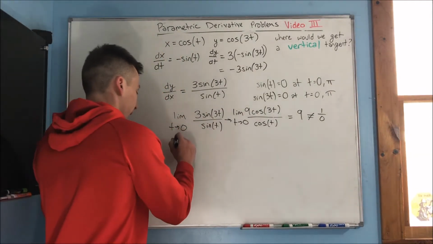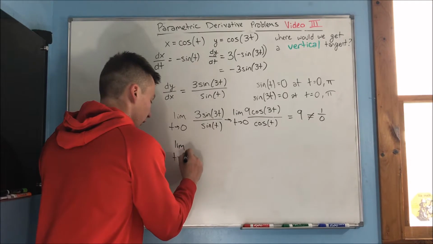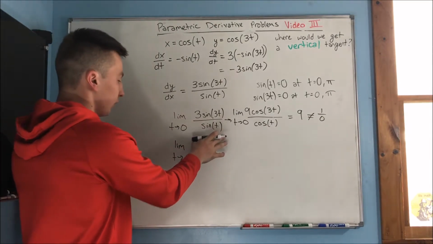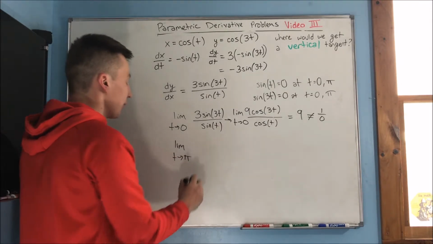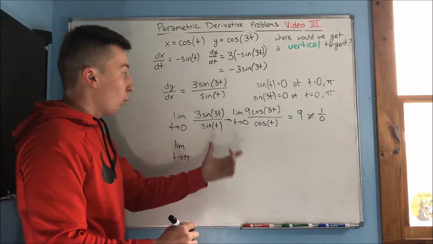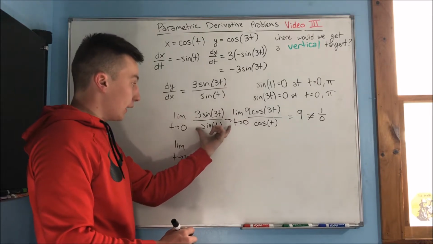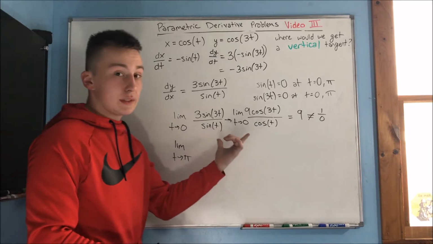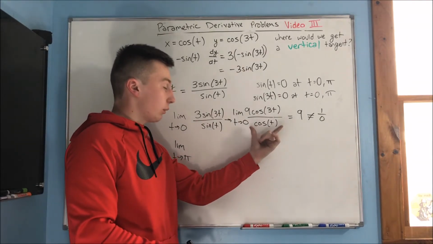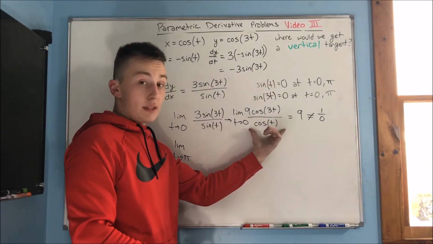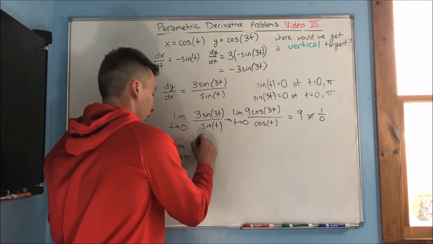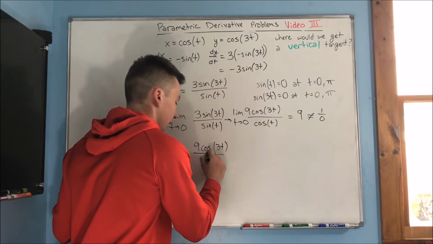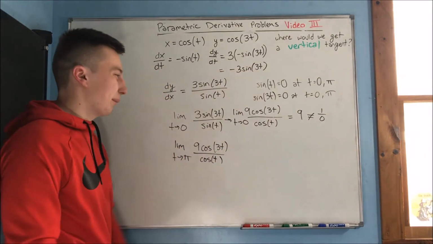Now what about the limit as t approaches pi? We already know that if we put in pi for 3 sine of 3t over sine of t, we get a 0 over 0. If we do L'Hopital, we still get this piece right here, so we might as well just put that down: 9 cosine of 3t over the cosine of t. It just saves us a little bit of writing.